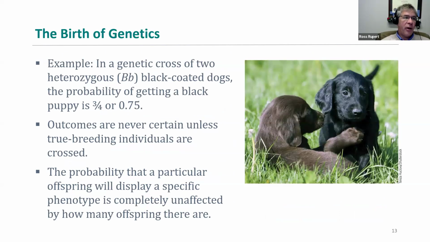For example, in a genetic cross between two heterozygote black-coated dogs, the probability of getting a black puppy is three quarters, or 75%. The outcomes are never certain unless true breeding individuals are crossed. That means dominant or recessive with the same exact letters.